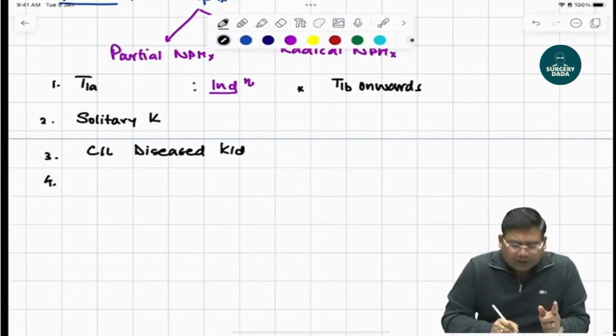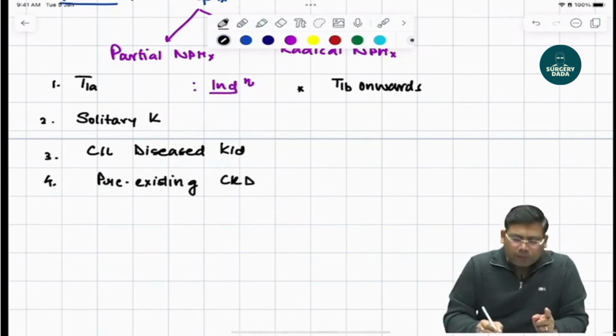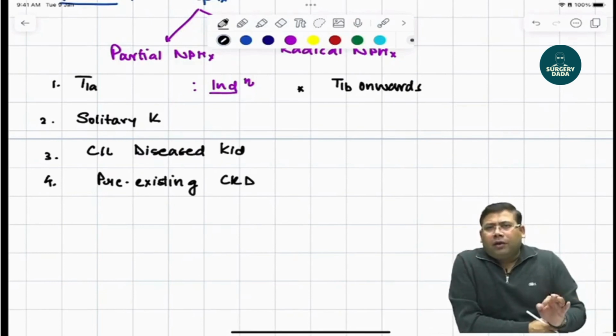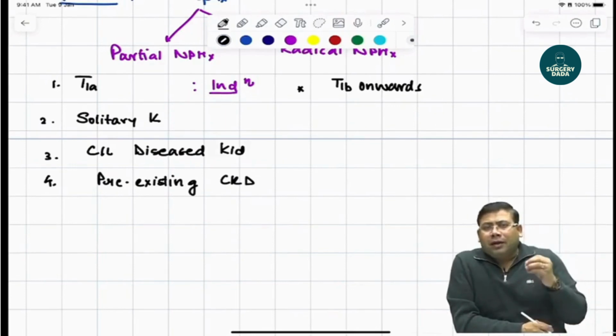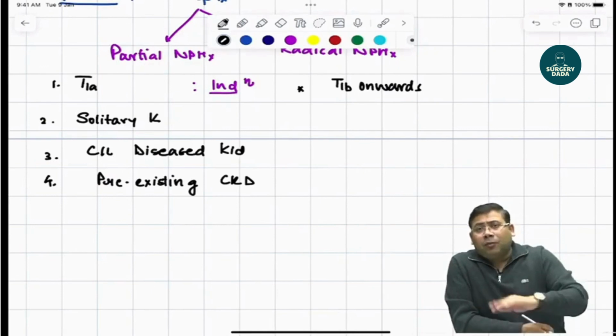The fourth criteria is a patient with pre-existing CKD. Do you know this is very, very important? When we talk about CKD, once we remove one kidney, the entire load of renal filtration is on one kidney. So this overloaded kidney is obviously going to develop CKD in the future. When you have a pre-existing CKD and you remove one kidney, you are hastening the process of death.